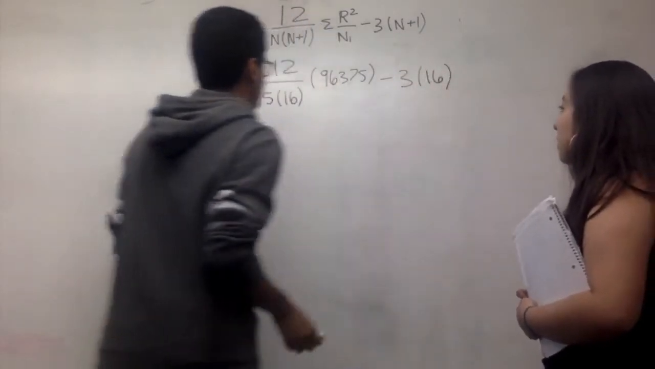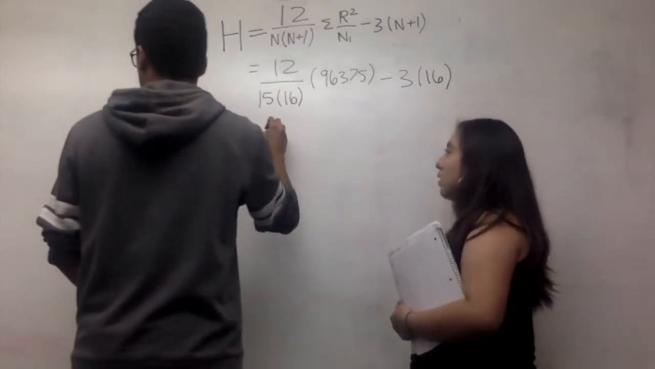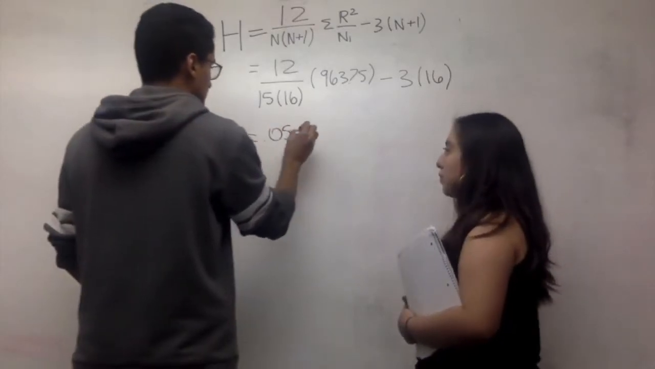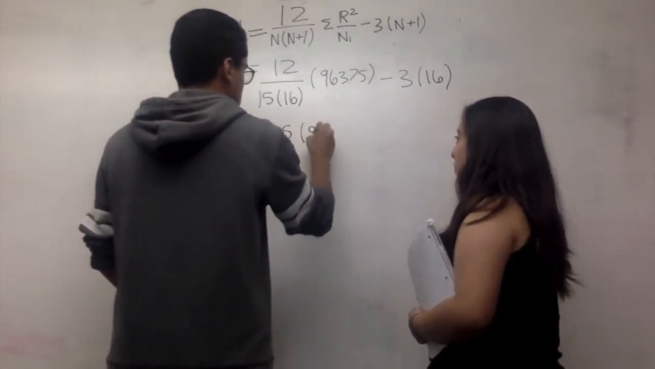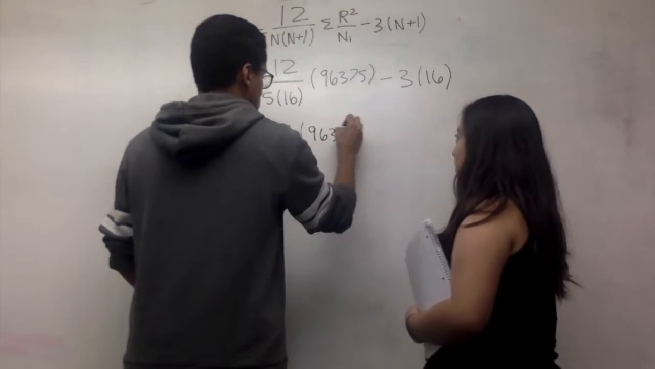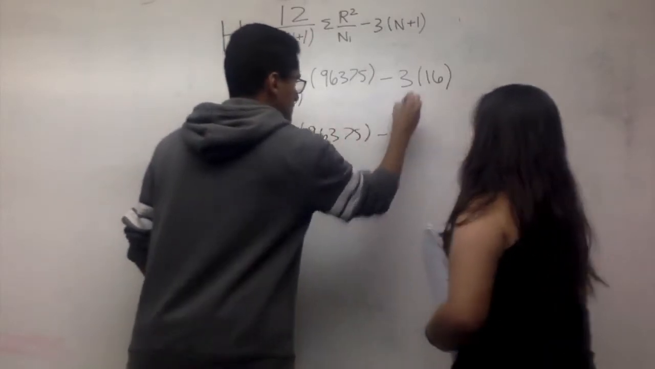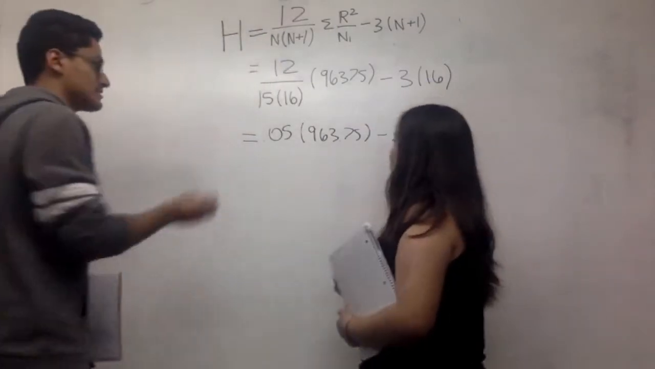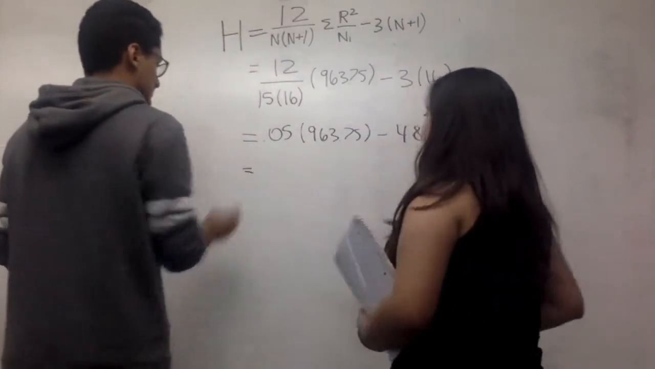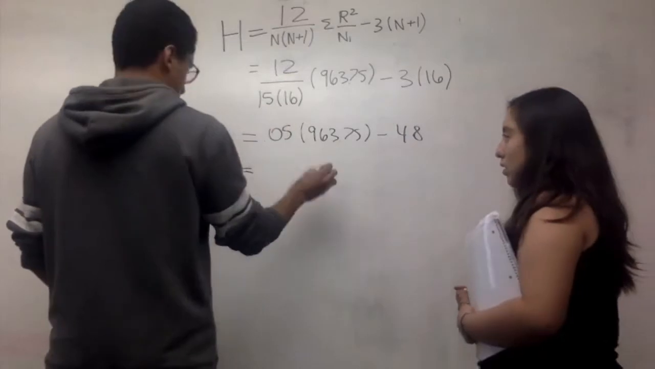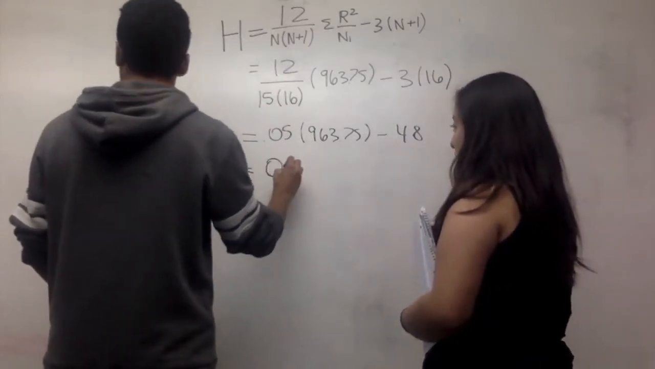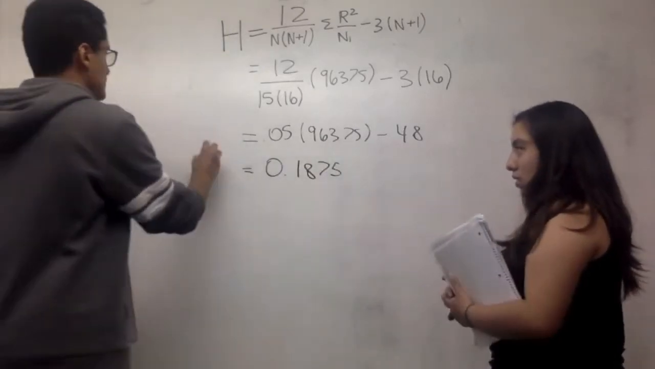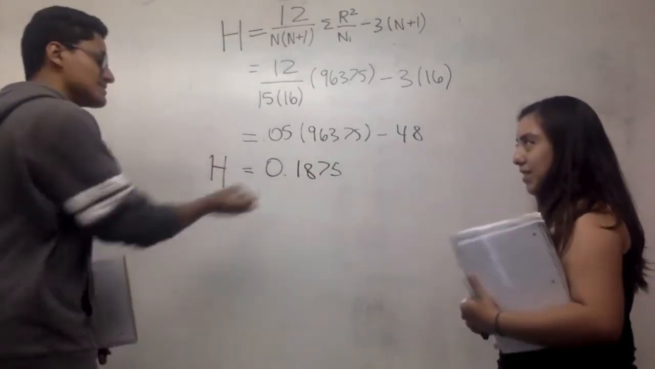Okay. So we just keep going through the formula. So when you divide this, you get 0.05. So this is 48. Okay, and then you would multiply and then subtract. Right. So when we do all that, we get the answer 0.1875. What does that mean? This is our test statistic.